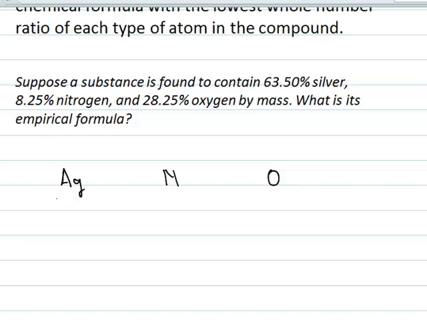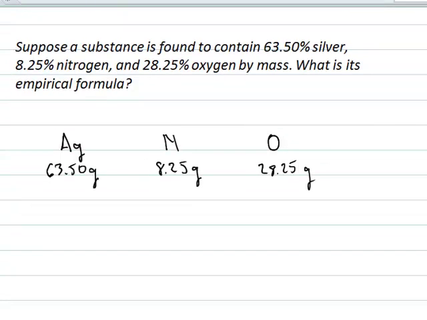And so what this would do would be to give us 63.50 grams of silver in our sample, 8.25 grams of nitrogen, and 28.25 grams of oxygen. All right, so in a 100-gram sample, that's what we would have. Now, we need to convert each of these to a molar amount. And if you remember, we can convert grams to moles by simply dividing by the molar mass.